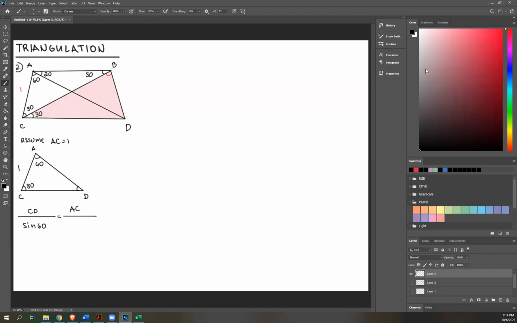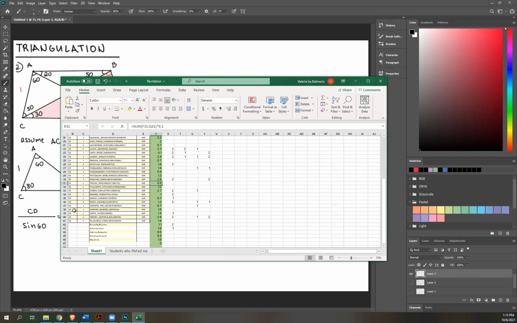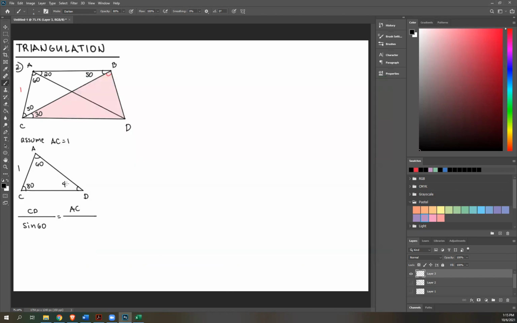Correct, Maria. It's 40. How do I know this is 40? Again, sum of interior is 180. So 180 minus 80 minus 60, that's 40. So this is sine 40. Please solve. What's CD?